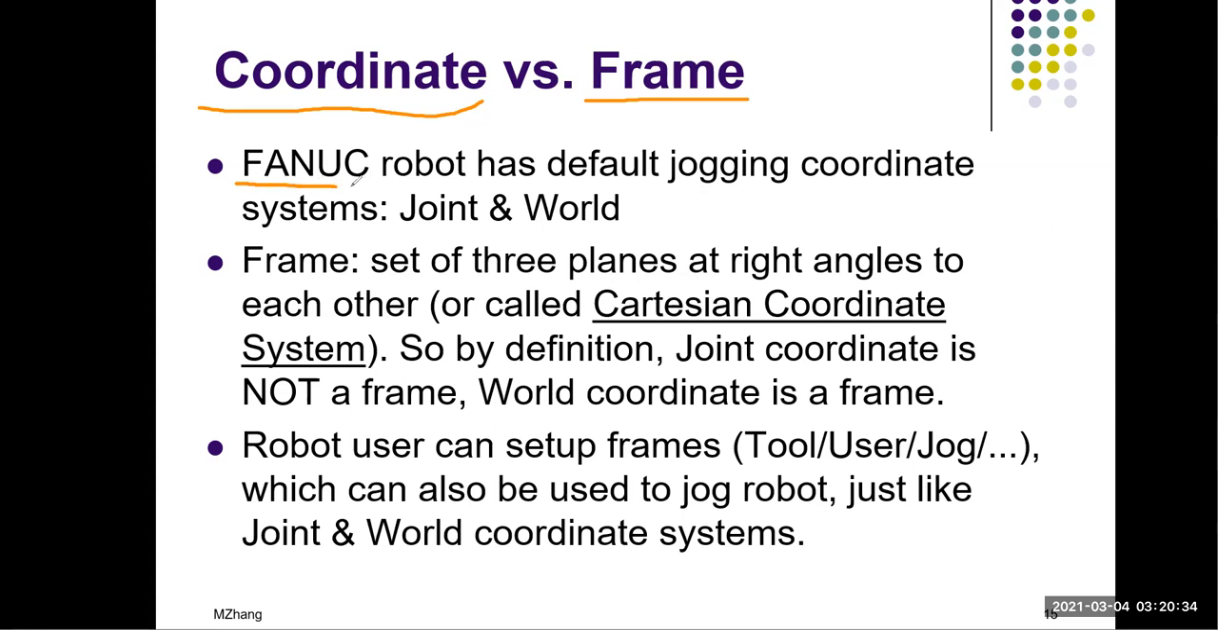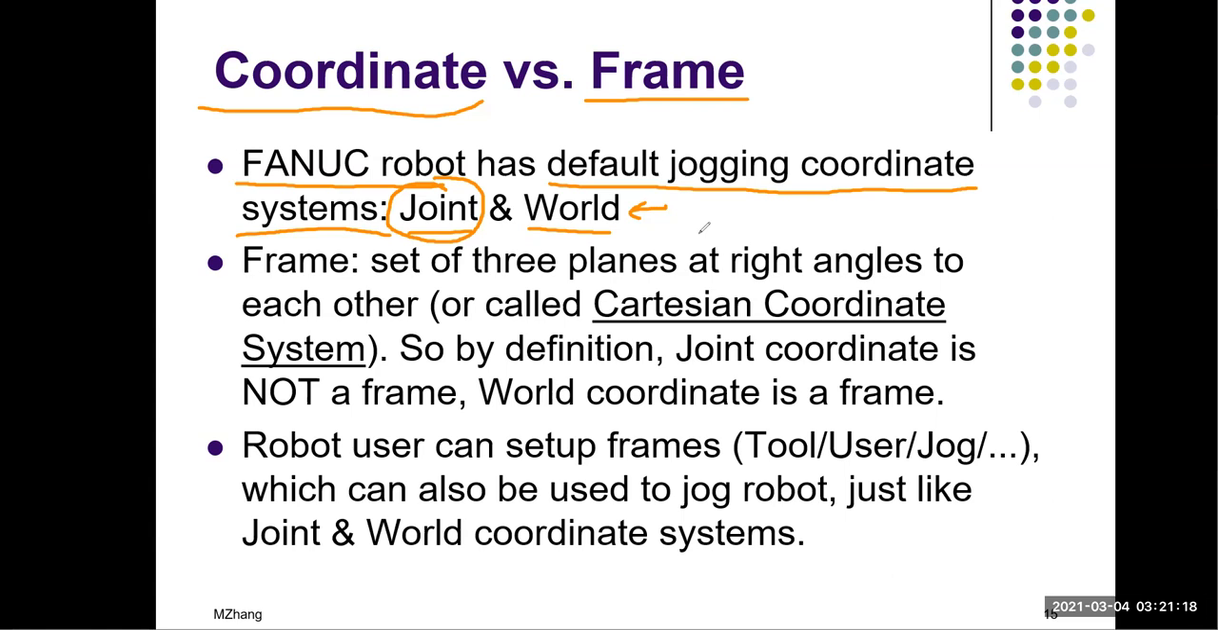A Fanuc robot has default jogging coordinate systems. The ones we learned before, joint and world, are default. Whenever you have a Fanuc robot, these two coordinate systems are already built in, so you can use them to jog the robot anytime you want. But in fact, joint is more fundamental to the robot, and world is something built on top of that. This is from my work experience.